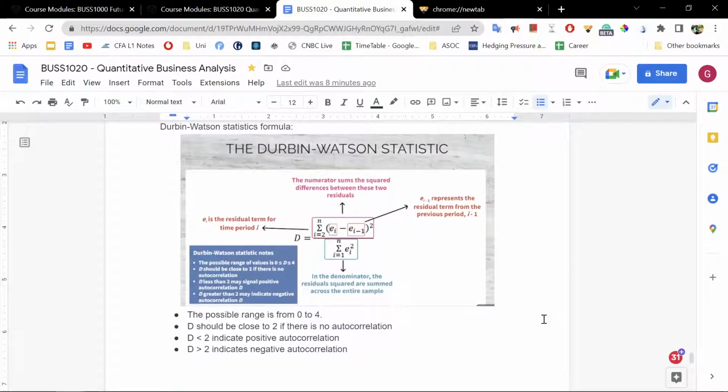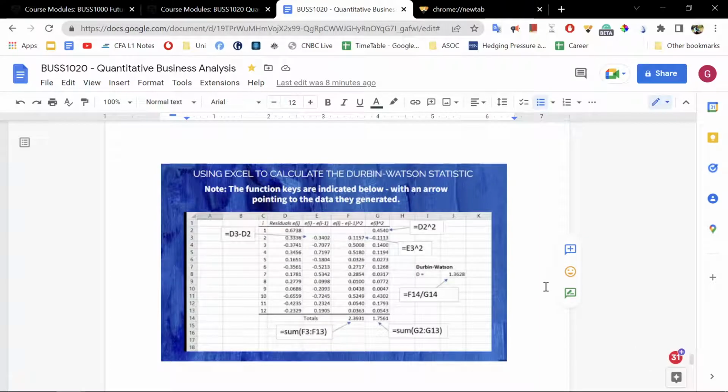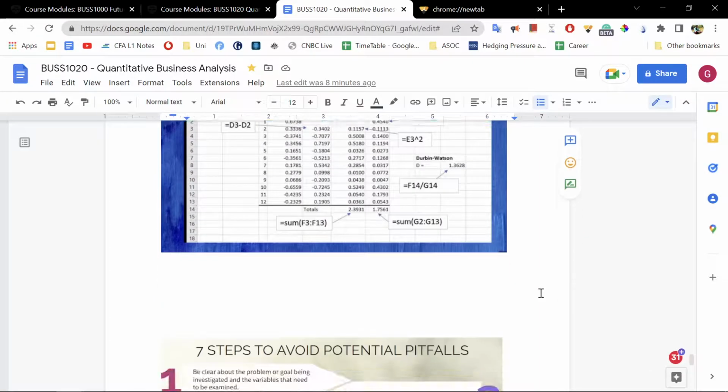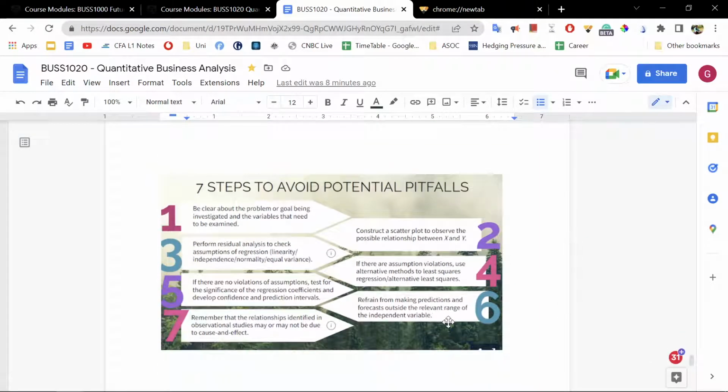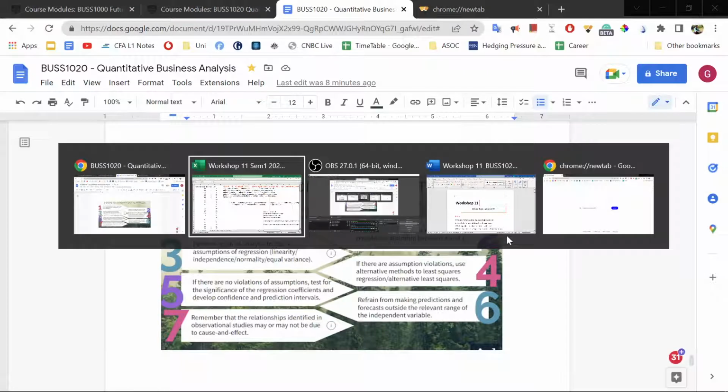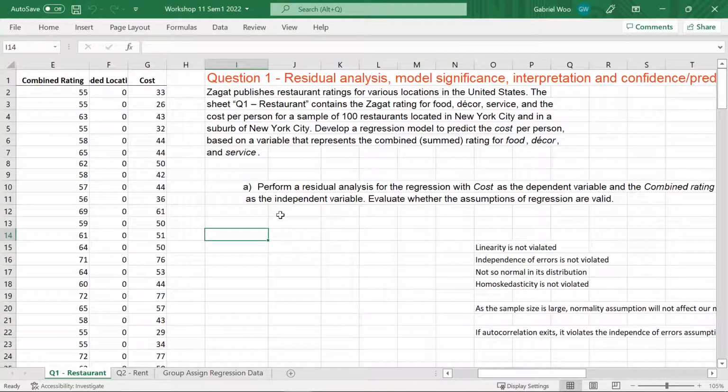So here's the formula for autocorrelation. Using Excel to calculate the Durbin-Watson statistic. And lastly, the seven steps to avoid potential pitfalls. All right, let's look at the Excel.